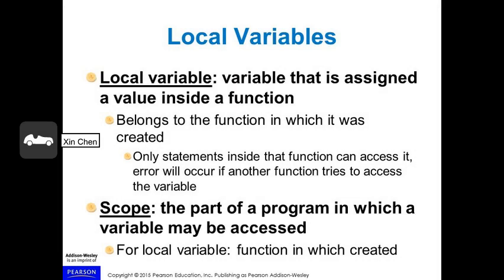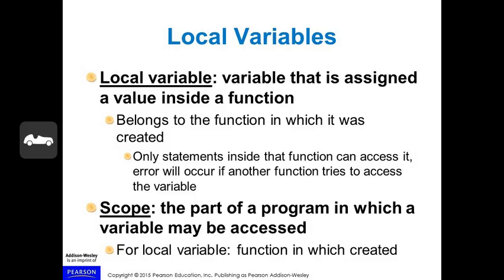Anytime you assign a value to a variable inside a function, you create a local variable. A local variable belongs to the function in which it is created, and only statements inside that function can access the variable. The term local is meant to indicate that the variable can be used only locally within the function in which it's created. If there's a statement in one function that tries to access a local variable that belongs to another function, an error will occur.